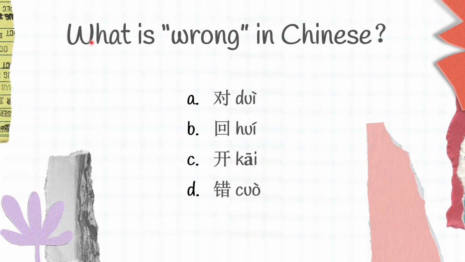The next one here, what is wrong in Chinese? So we have A, 对, B, 回, C, 开, and D, 错. So I want you guys to try to guess. So 对 is right, 回 is return, 开 is open, and 错 is wrong. So the correct answer for this question is D, 错.